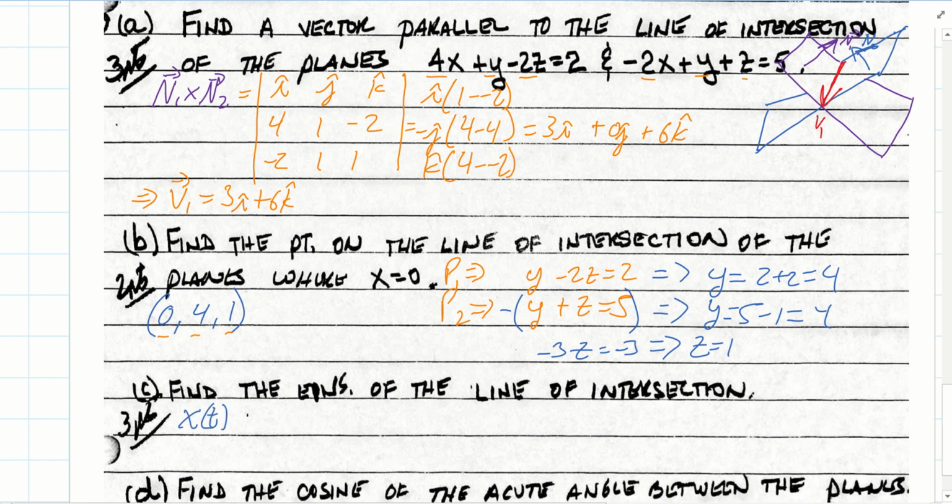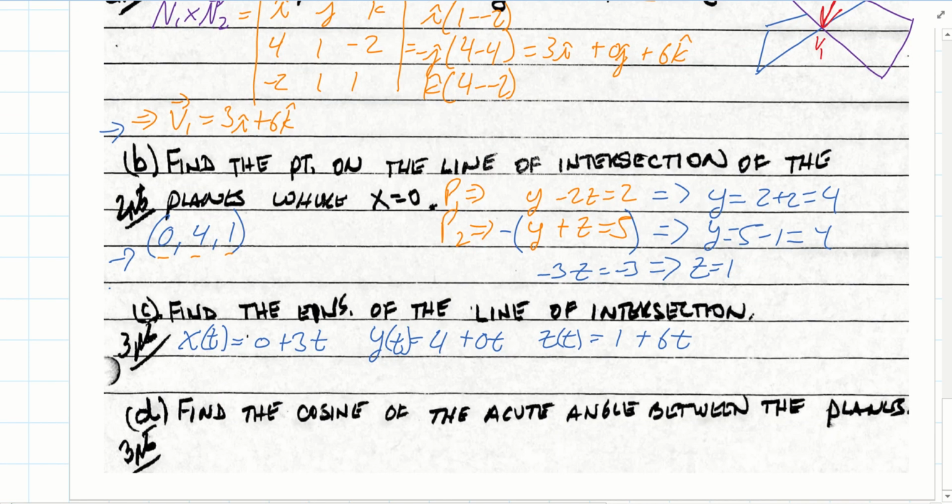So x of t will equal x naught plus 3t. y of t will equal 4 plus 0t. And again, you don't have to include the zeros here. I'm just showing you where these things fall into place. This is the point. This is the vector. So this is x naught for your point, coefficients for your t's from your vector. z of t will equal 1 plus 6t.